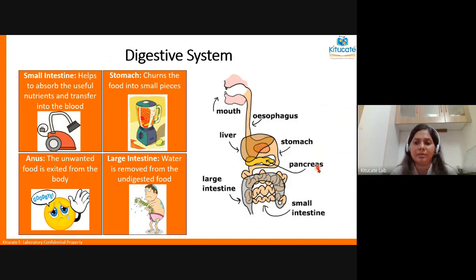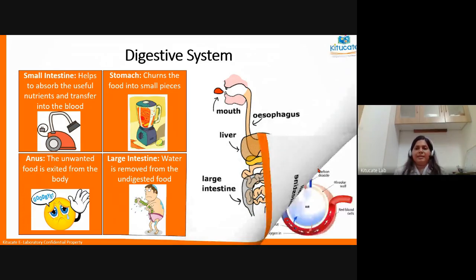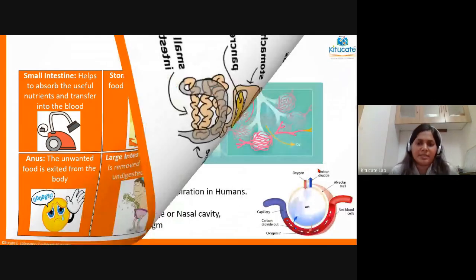food that we have eaten, and whatever roughage, whatever solid matter is there, it gets passed on to the large intestine, and the large intestine further squeezes out the water and throws the roughage out of our body. This is our digestive system. Okay. Now the next system is the respiratory system.